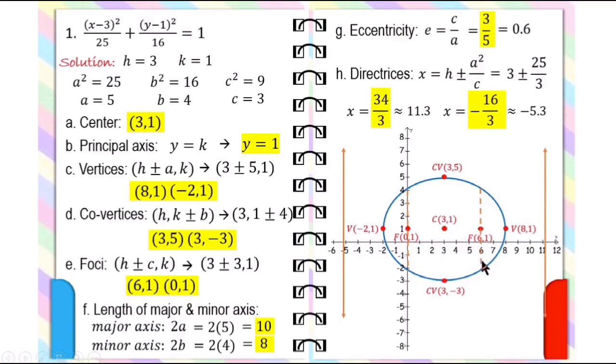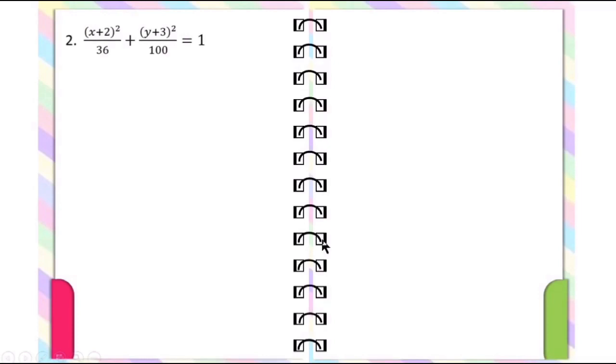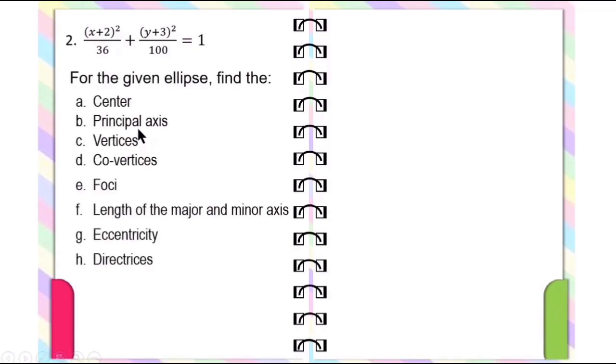So this is the graph of the equation (x minus 3) squared over 25 plus (y minus 1) squared over 16 equals 1. Let us have another example. Number 2, given the equation (x plus 2) squared over 36 plus (y plus 3) squared over 100 equals 1. Find the center, principal axis, vertices, co-vertices, foci, length of the major and minor axis, eccentricity, and directrices.